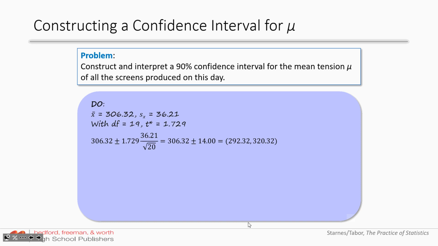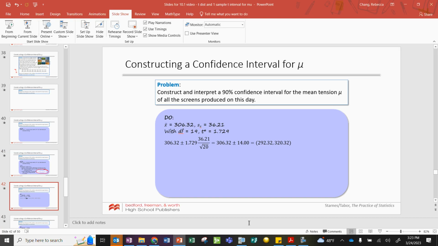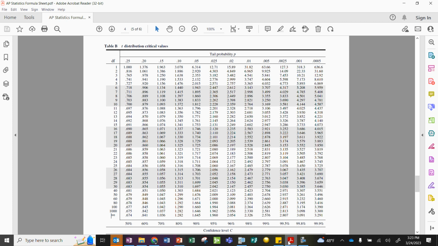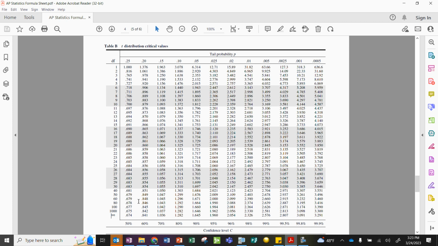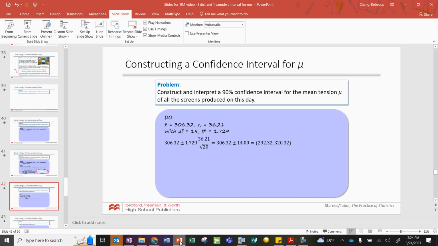Let's move on. So it's a 90% confidence interval. My sample size is 20, so my degrees of freedom is 19. A 90% confidence interval with 19 degrees of freedom is going to bring me right here to this 1.729 number, right? So that's my t star, 1.729.